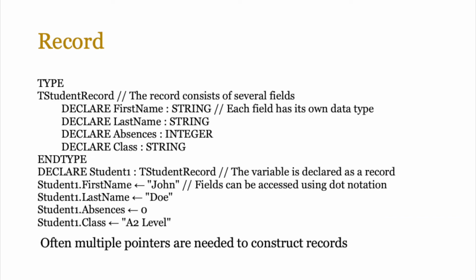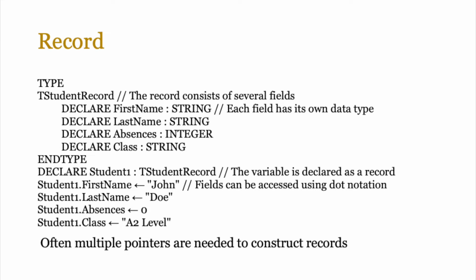So how do we define this in pseudocode? Well, we start with our good old friend TYPE, which basically informs that we're about to create a new user-defined data type, and we're going to call it whatever we want to. In this case, let's create a student record. So we're going to call it TStudentRecord. Now we're going to declare within this student record the first name, which is going to be string, the last name, which is also going to be string. We're going to declare absences, which is going to be integer, and we're going to declare class, which is going to be string. And then once we're finished with all these variable declarations inside this record, we then simply type ENDTYPE, and that simply says that the record data type is now complete.